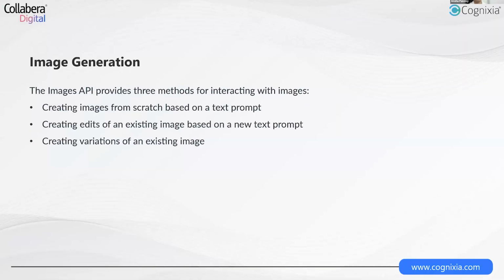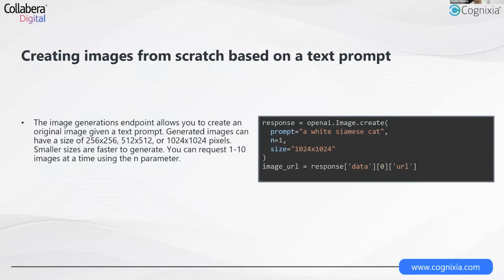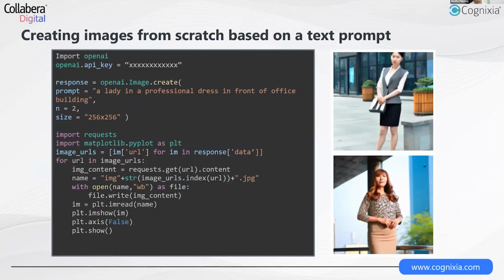So you can use OpenAI to generate images from scratch. You can use OpenAI to also create edits of an existing image based on a new text prompt. You can also create variations of an existing image as well. Besides that, these are some examples of code to create images, create variations, and generate images from scratch.